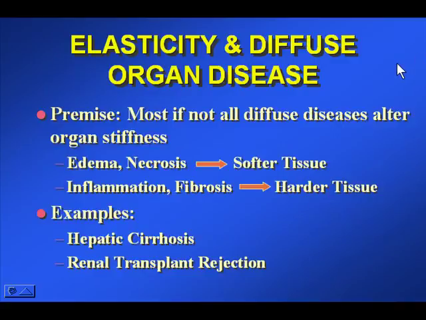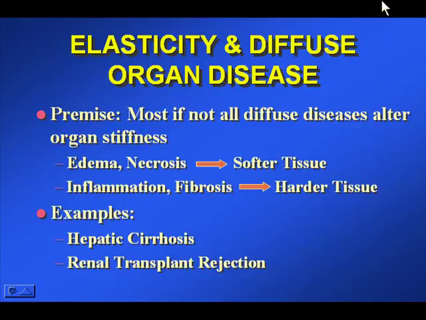Well, diffuse organ disease is another area where elasticity imaging probably plays a great role. There are many diffuse organ diseases, and I've listed a couple of the processes and what they might be expected to do to the tissue. Edema and necrosis, or decay of the tissue, would produce softer tissue, whereas inflammation and fibrosis will tend to produce harder tissues. A couple of examples include rejection of a transplant, which is harder than a normal transplant, and hepatic cirrhosis, which also produces increased stiffness in the organ, the liver.